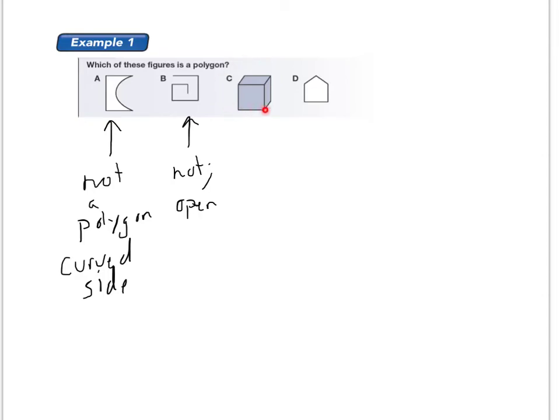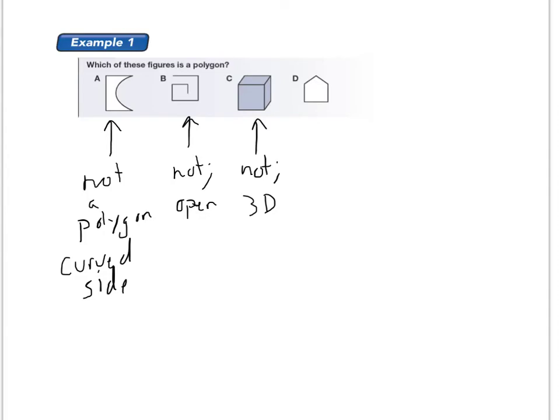Okay, letter C. We said that a polygon cannot be 3D. Well, this is a 3D shape. That's a cube. So that's not a polygon because it's 3D. That means it's got more than one plane. Here's a plane, here's a plane, here's a plane, and there's one on the back, one on the bottom, one on the left. There are actually 6 planes to this figure.